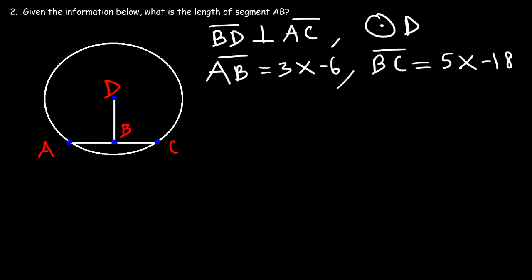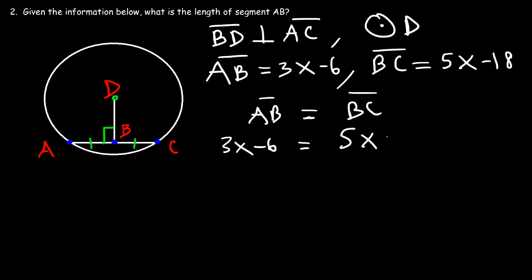Number 2, given the information below, what is the length of segment AB? So we can see that BD is perpendicular to AC. Now, anytime you draw a segment from the center of a circle, which is point D, to a chord, and that segment is perpendicular to the chord, it bisects the chord into two congruent parts, which means that AB and BC are congruent. So if these two are equal to each other, then 3x minus 6 is equal to 5x minus 18. So now we just got to solve.